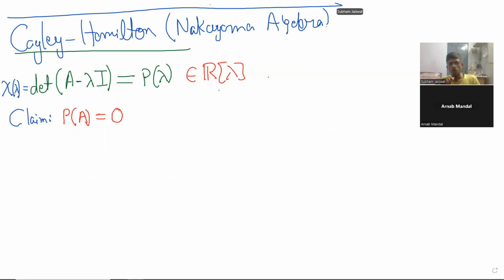So, do you see why? Do you see a proof of this? One false proof that goes around, just to remember it, you just put lambda equal to A, right? So this is obviously 0. Yes. But this is wrong. This is the wrong proof. Can you think why this is wrong?